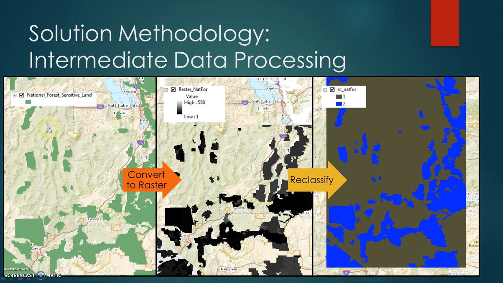So on this next slide, you can see an example of the national forest or sensitive lands being converted to a raster and then being reclassified to identify the absence or presence of a given feature, the 1 indicating the absence of national forest, a 2 indicating the presence of a national forest.